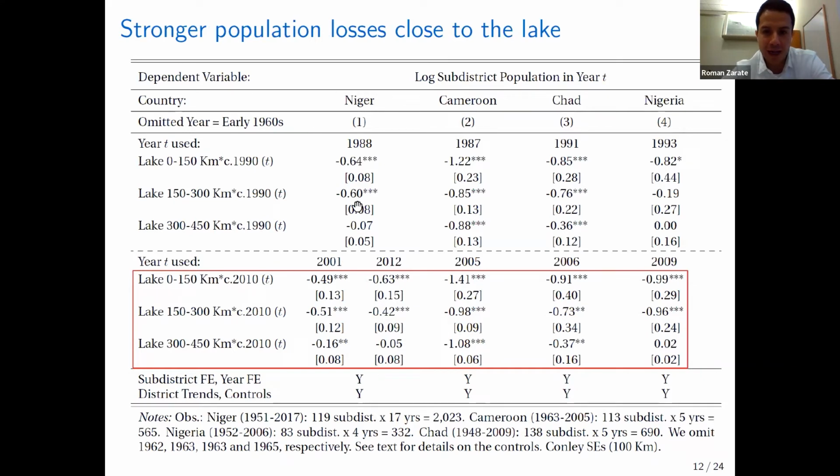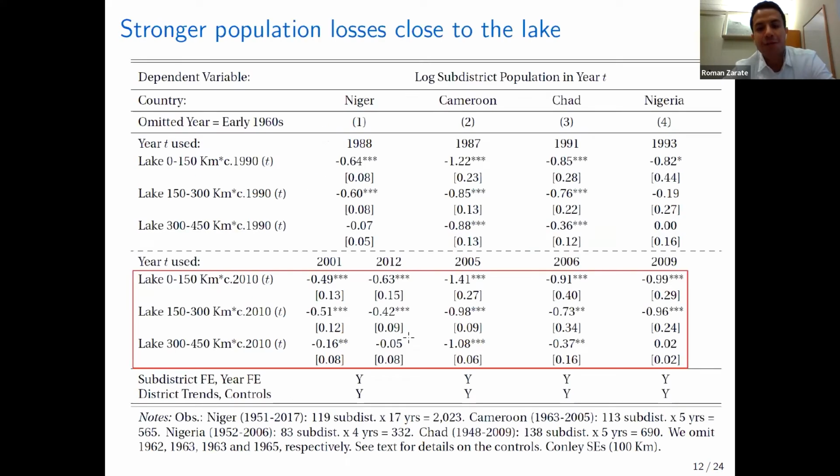So, for example, this is the case of Niger. For the dummy between 0 and 150 kilometers, we get a long-run elasticity of minus 0.49 in 2001, minus 0.63 in 2012. And as we start moving outside of the lake, the effect is going to be smaller. For instance, for the 150 to 300 kilometers dummy, the elasticity is only minus 0.42. And for the 300 to 450 kilometers, the elasticity is going to be lower. In the case of 2012, it's not significant.